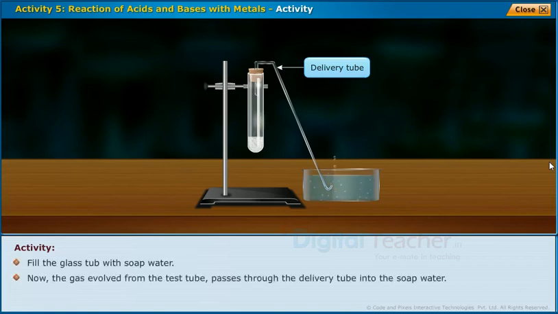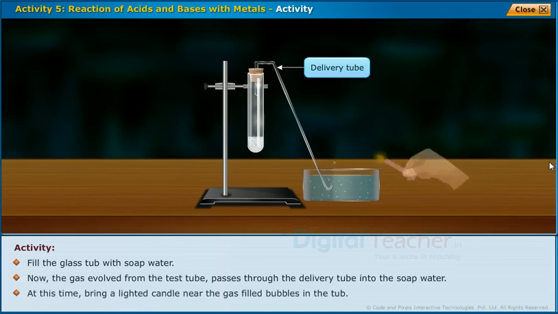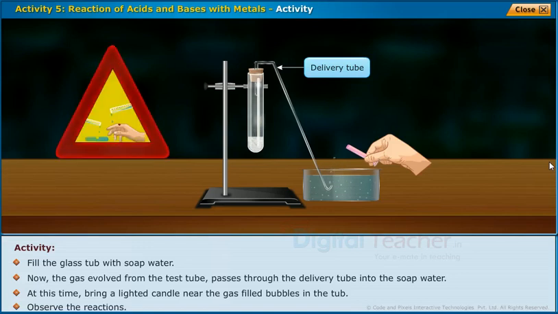Now, the gas evolved from the test tube passes through the delivery tube into the soap water. At this time, bring a lighted candle near the gas-filled bubbles in the tub. Observe the reactions. Make a note. Be careful while handling the acids.